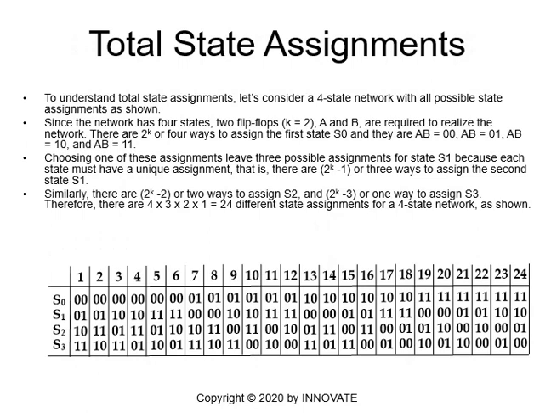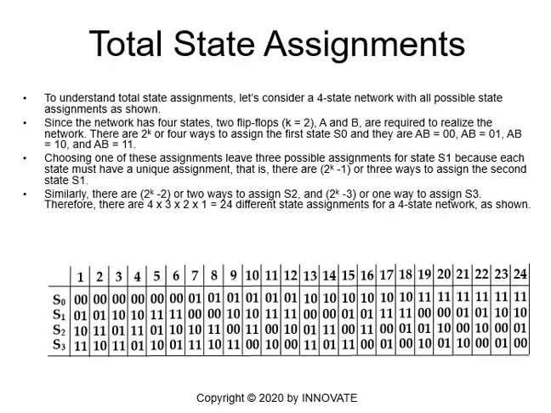Total state assignments. To understand total state assignments, let's consider a 4-state network with all possible state assignments as shown. Since the network has 4 states, 2 flip-flops, or k equals 2, A and B are required to realize the network. Therefore, there are 2 to the power k, or 4, ways to assign the first state as 0. So we can assign the first state as 0,0, or 0,1, or 1,0, or 1,1.